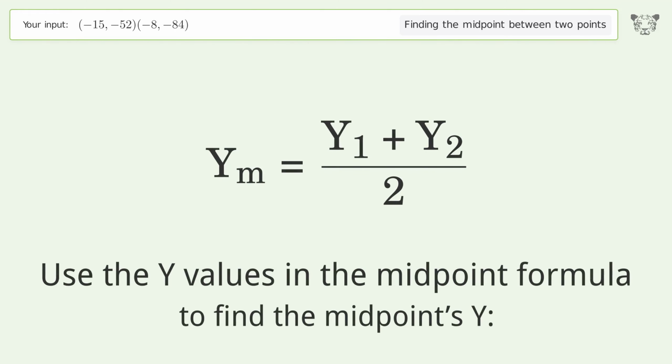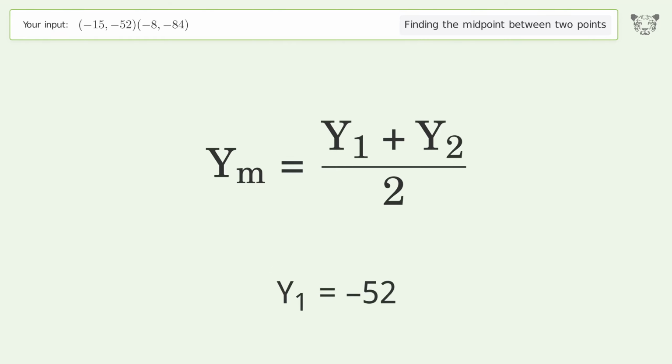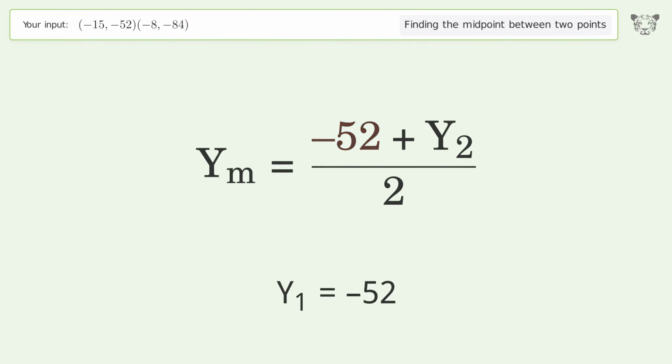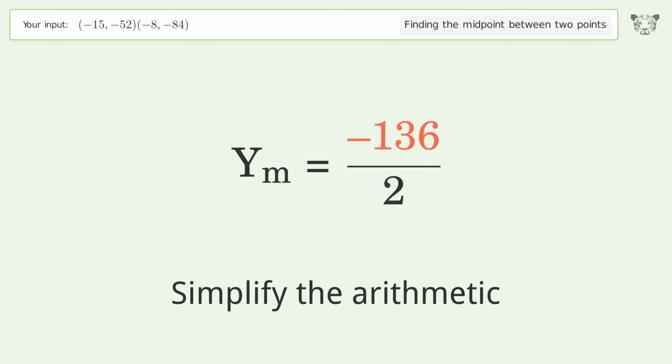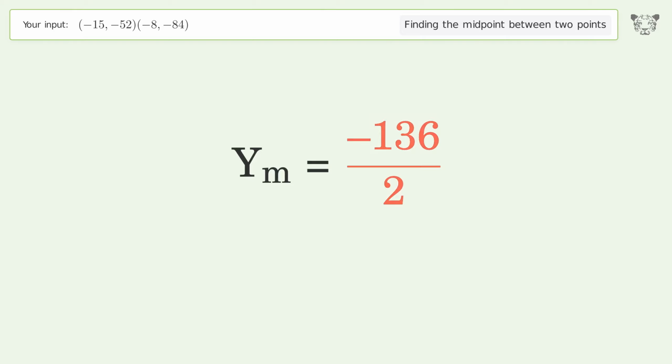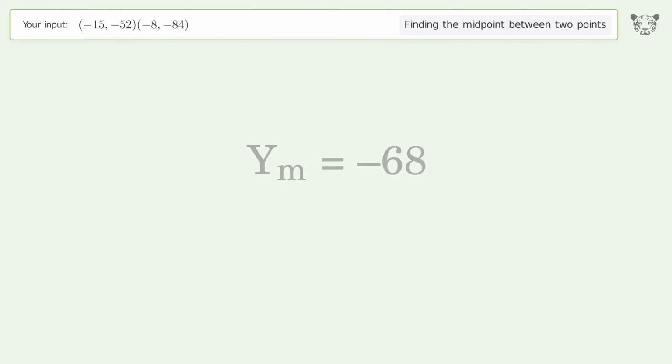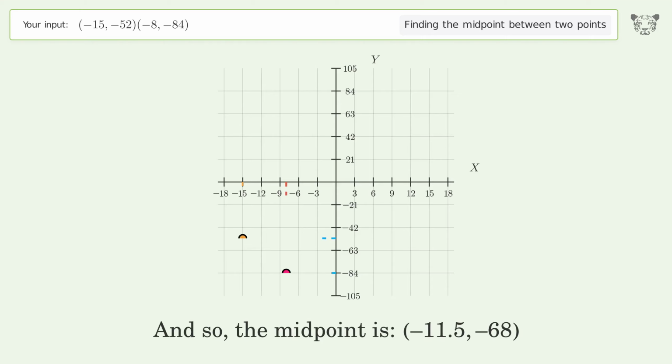Use the y values in the midpoint formula to find the midpoint's y. y1 equals negative 52. y2 equals negative 84. Simplify the arithmetic. And so, the midpoint is negative 11.5, negative 68.